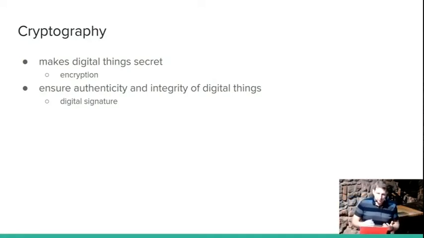Cryptography is science basically about making digital things secret, so protecting them from being read by third parties, and there we use encryption. It also helps us identify the origin, basically ensure the authenticity of some data, and also integrity, meaning that the data weren't tampered with while being transmitted. And for that we have digital signature.